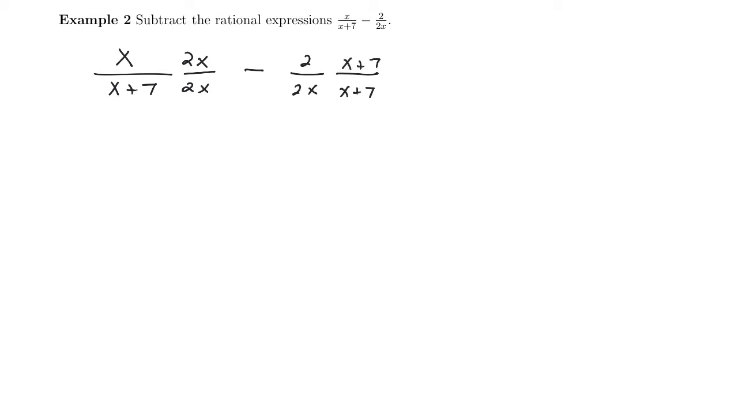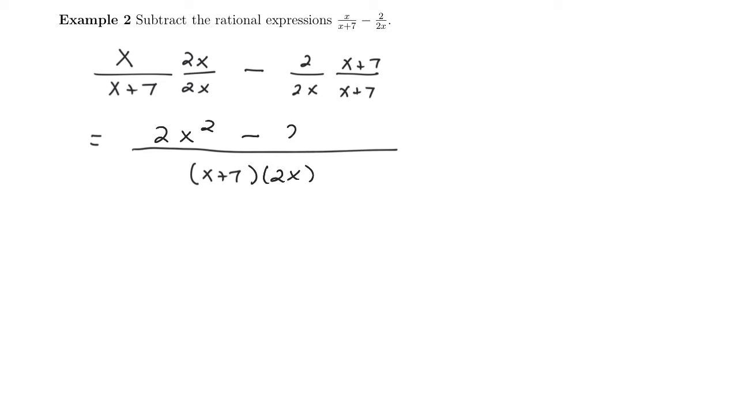So here's my setup. By multiplying both these fractions by 2x over 2x and x plus 7 over x plus 7, I've not changed the value of the fraction because I've multiplied them both by 1. But I now have a common denominator of x plus 7 and 2x. But my numerators are going to be, I have x times 2x, which is 2x squared, and I'm subtracting 2 times x plus 7, which I'll write as 2 and x plus 7.